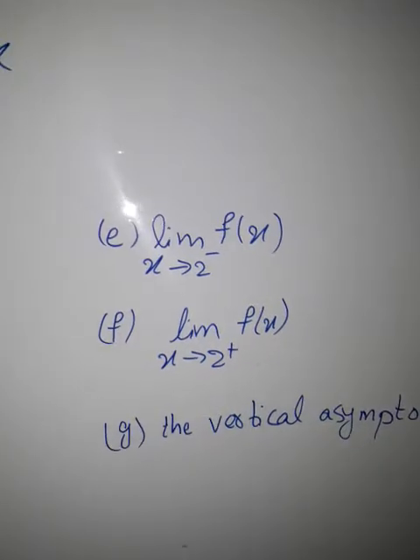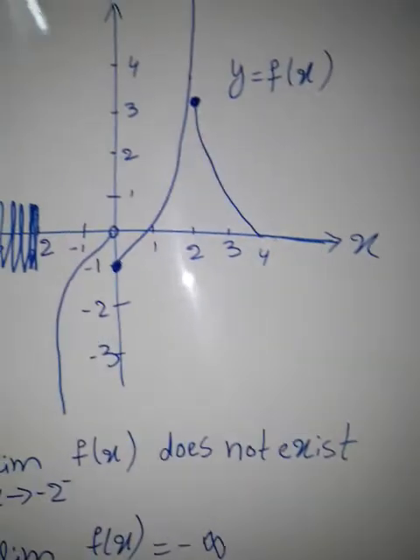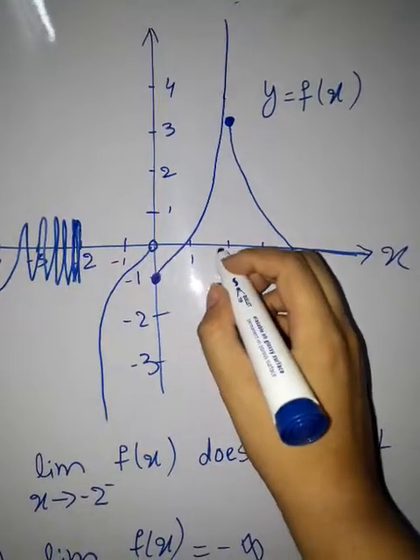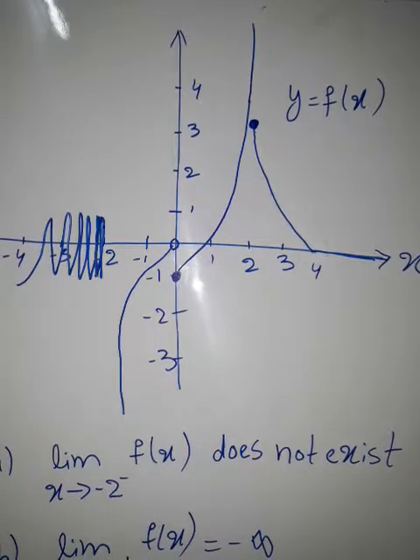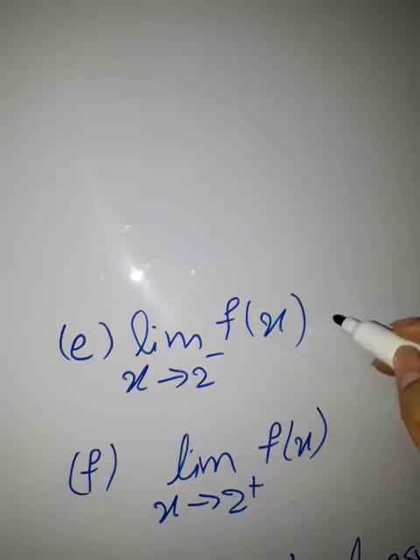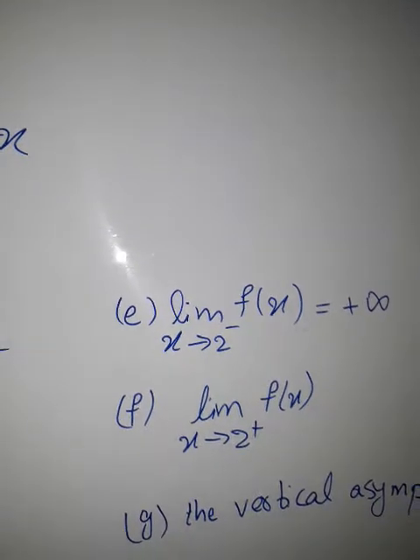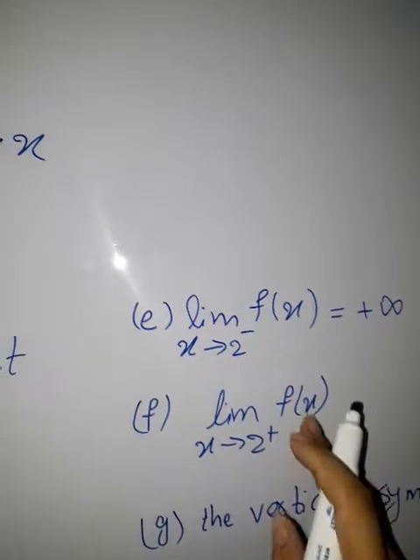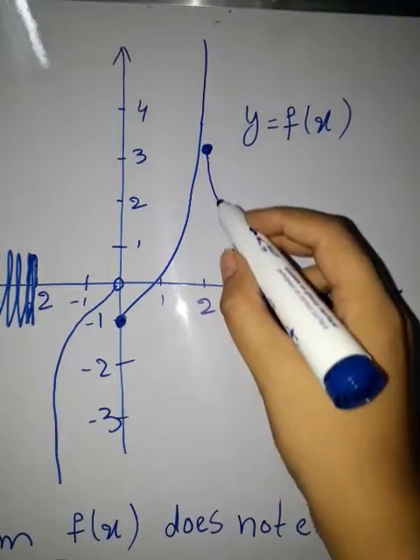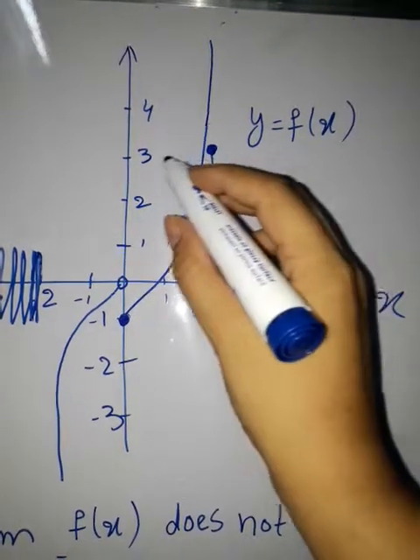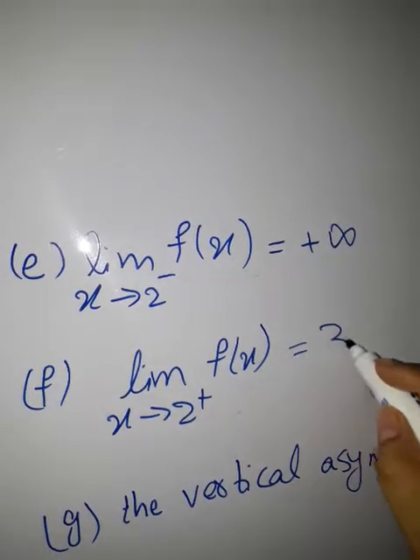Next, limit as x approaches 2 from the left-hand side of the function f of x. When x approaches 2 from the left-hand side, the function is increasing without bound, so the answer of this limit is +infinity. Next, limit as x approaches 2 from the right-hand side of the function f of x. When x approaches 2, the curve is approaching 3, so its answer is 3.